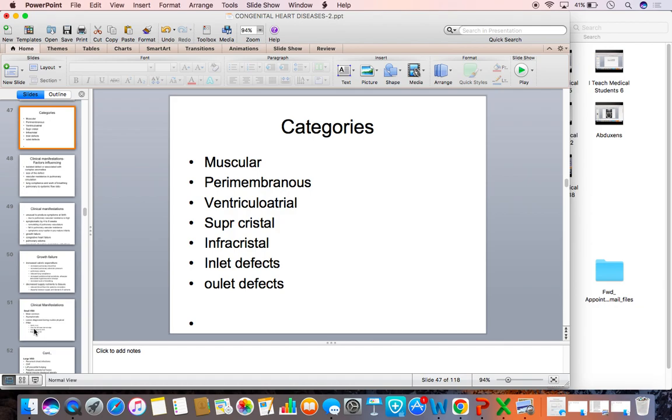Whereas inflow defects lie in close proximity to the septal leaflet of the tricuspid valve. So this is the point. If you are interested, you can remember. Otherwise, leave it. Just remember, the ventricular septal defects are of two types. One is the membranous, the other is the muscular. Membranous is more common.